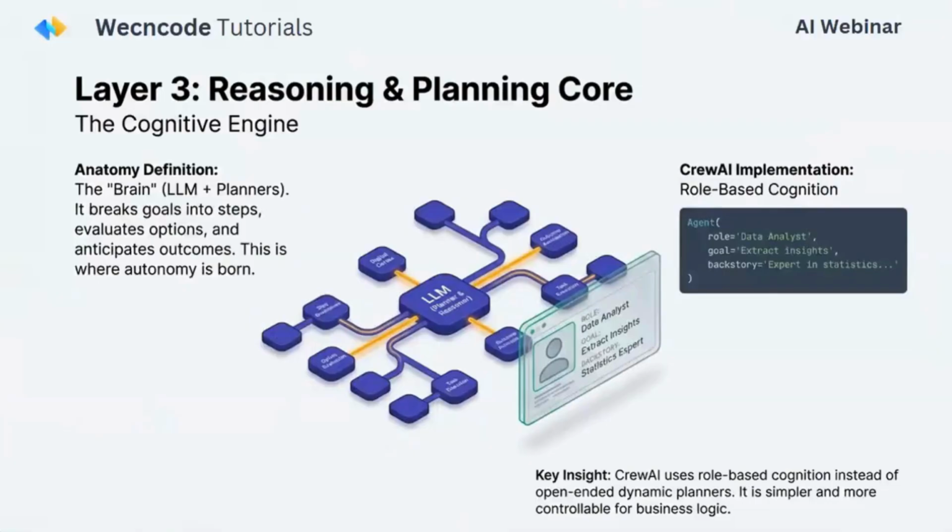And these things need to be specific and clear for an agent to act and for you to get the results you want. So, key insight: CrewAI uses rule-based cognition instead of open-ended dynamic planners. It is simple and more controllable for business logic.